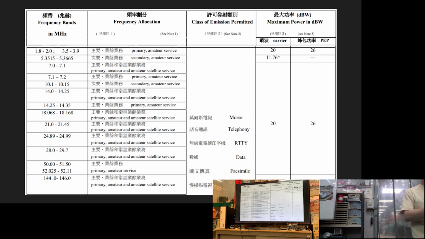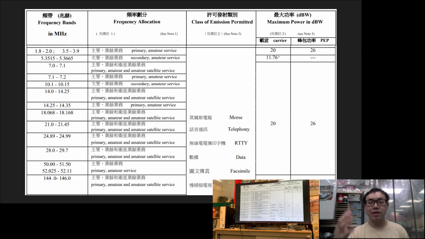26 PEP, 26 is 10 to the power 2.6. Yes, 10 to the power 2.6, which is 400 watts. 26 PEP, 26 dB watts is 400 watts. And 20 is 10 to the power 2. Yeah. So if you are really good at math, you can calculate it immediately.